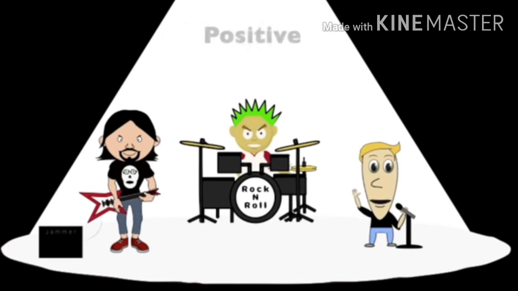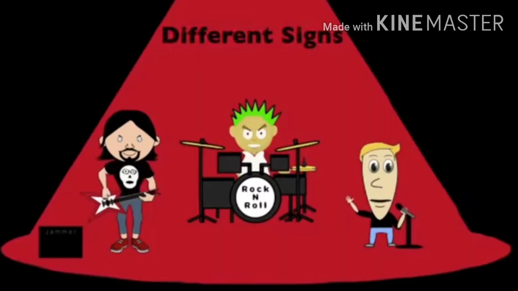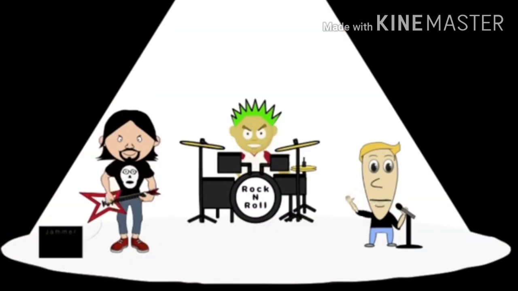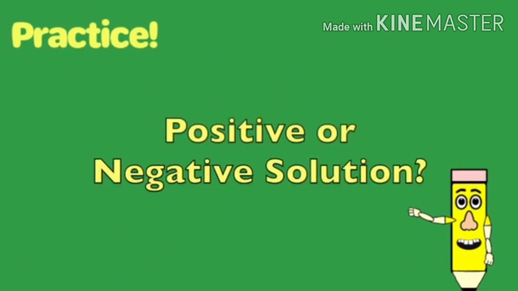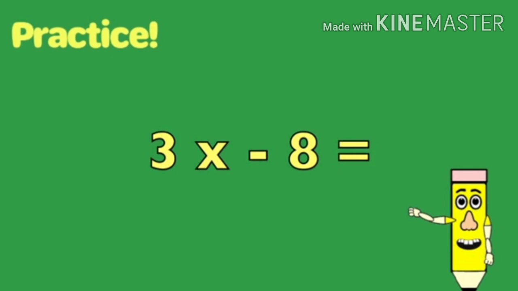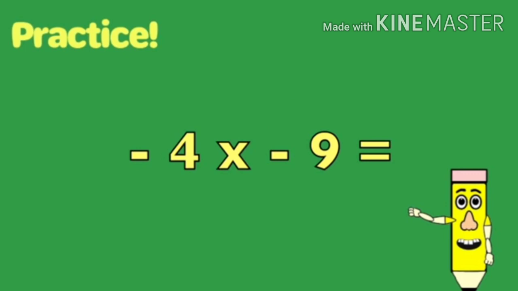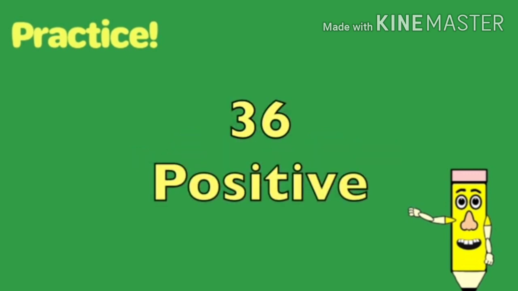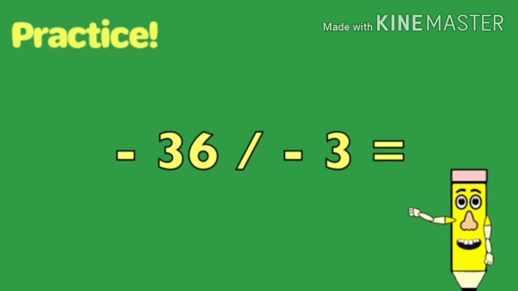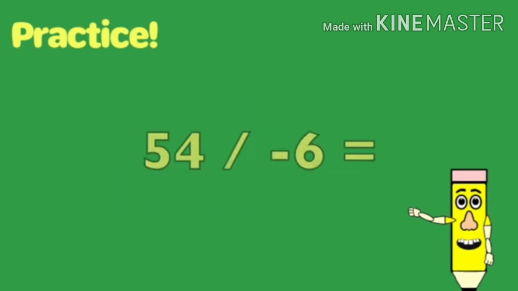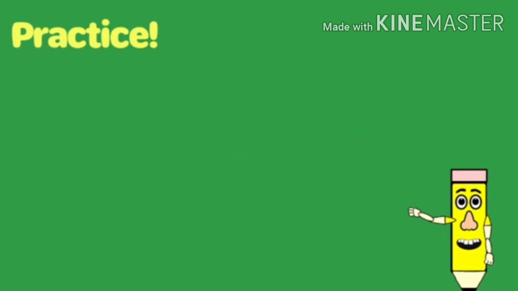Yeah, same signs positive. I saw you working with the two integers. The math you did was right, now that's for sure. You were going strong, but the final sign was wrong. So listen to this song and you'll be right every time. 3 times minus 8. Negative. Minus 4 times minus 9. Positive. Minus 36 divided by minus 3. Positive. 54 divided by minus 6. Negative.